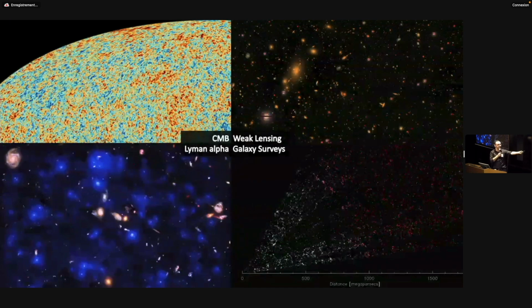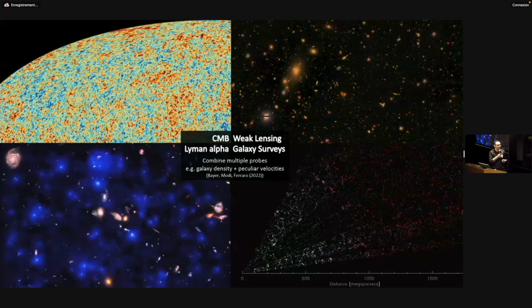probes, for example, the CMB, Lyman alpha, weak lensing, and galaxy surveys. And we're now at a stage where we can start combining the information from these different probes to extract more information. For example, you could combine information from the galaxy density field with the peculiar velocity field to get more information about the growth rate or the neutrino mass. And I think moving forward, what we really want to do is combine all the information in all of these fields in some field level inference framework.